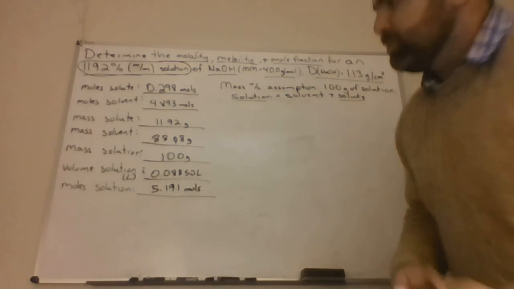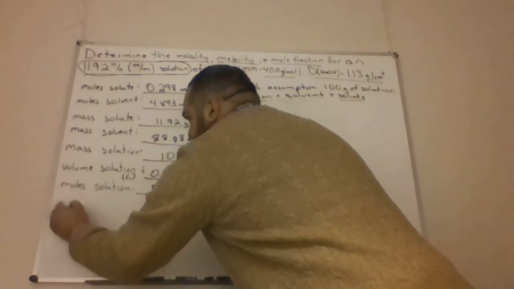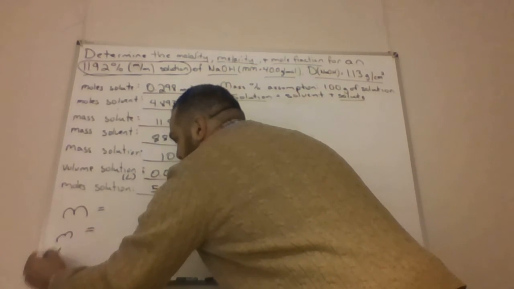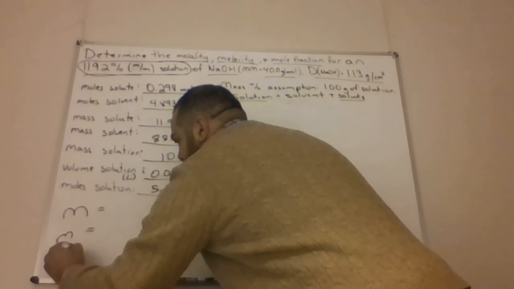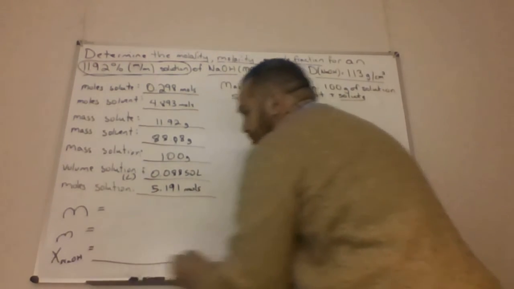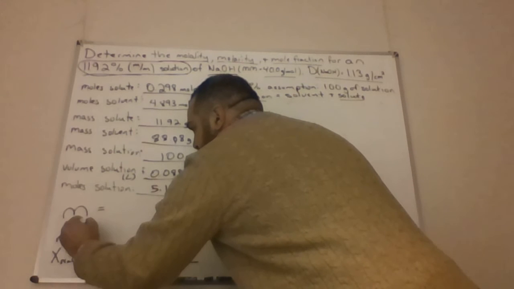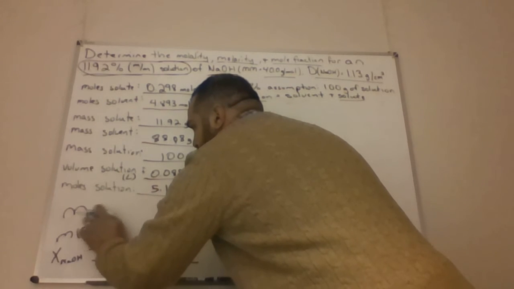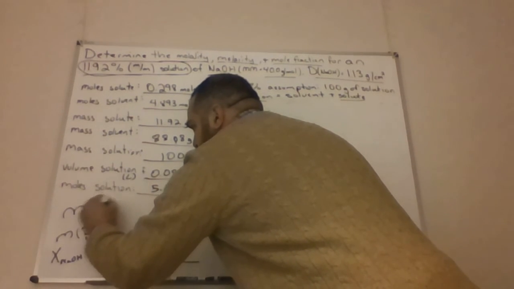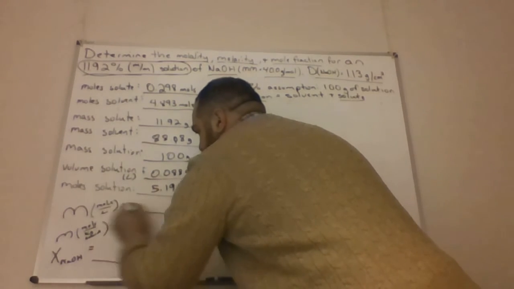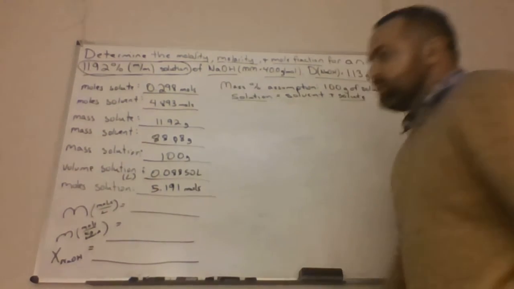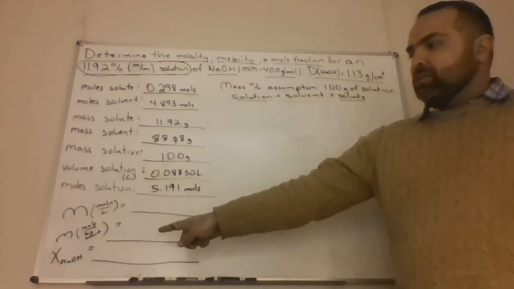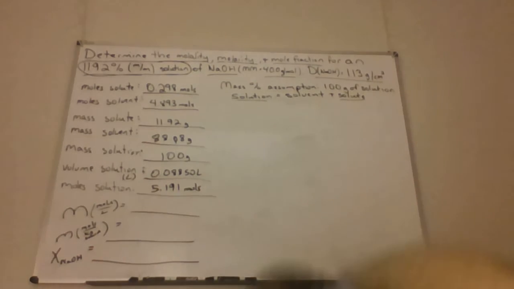So the units of concentration we want are big M, which is molarity, little m, which is molality, and mole fraction of solute, which is X. So these are the three units of concentration we want. So again, we want molarity, which is moles per liter. We want molality, which is moles per kilogram of solvent, and we want the mole fraction of sodium hydroxide.